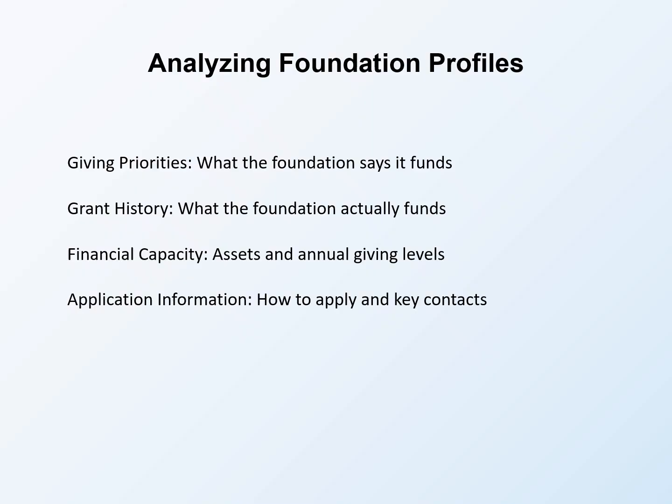However, stated priorities may not fully reflect actual giving. Grant history shows what the foundation actually funds. Review lists of recent grants to see the types of organizations, projects, and amounts the foundation has supported. Sometimes actual giving patterns differ from stated priorities. Grant history provides ground truth about what the foundation really funds.